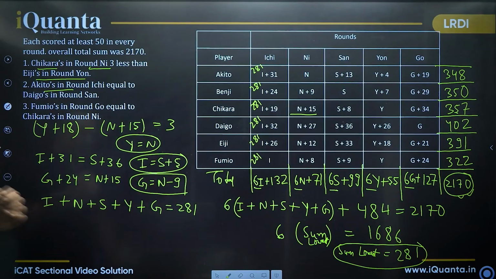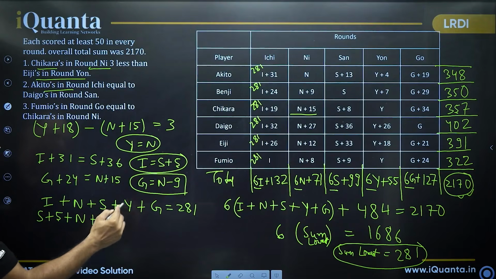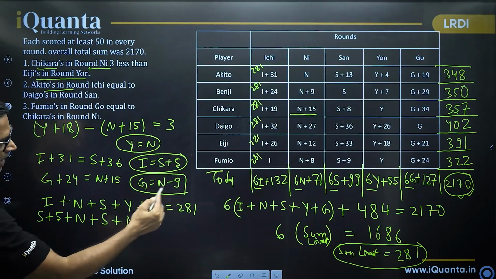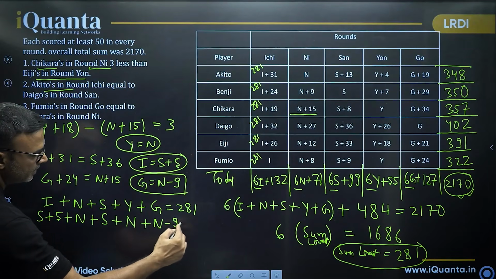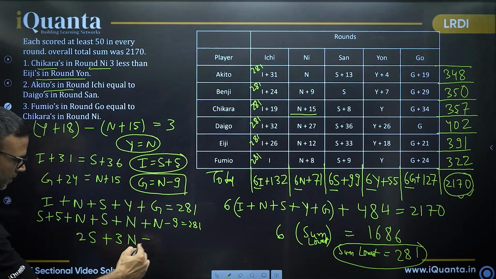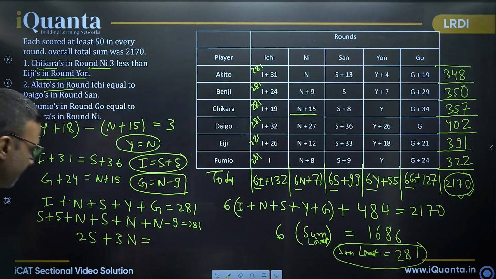Now if I replace the things here, what do I get? I get I is s plus 5, n is n, s is s, y is n, and g is n minus 9. This is 281. So eventually we get 2s plus 3n equal to how much? Check it. 5 goes to the other side, 9 goes added, 290 minus 5, 285.